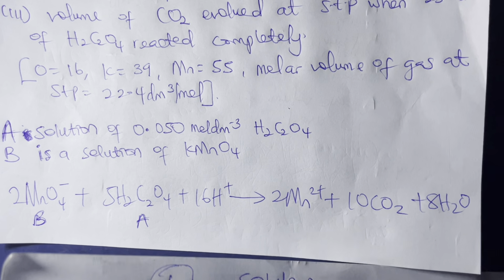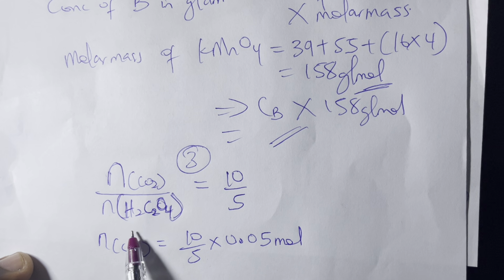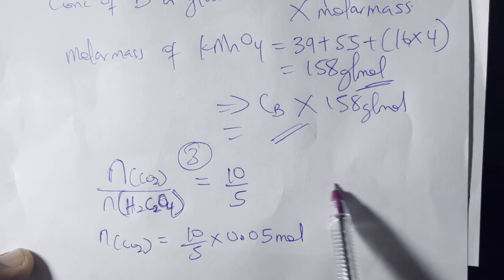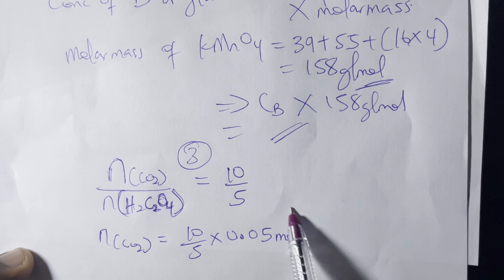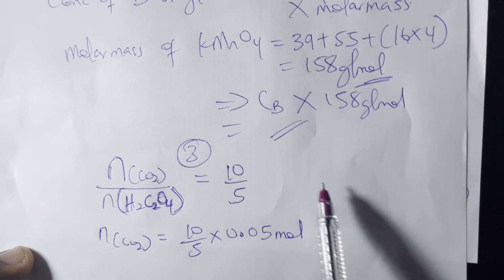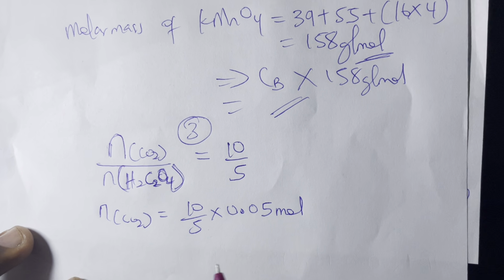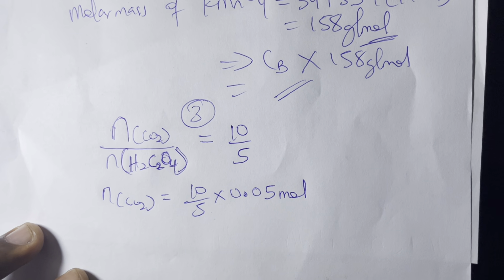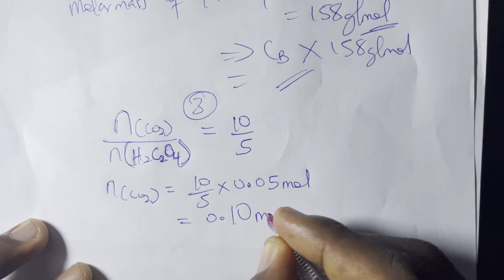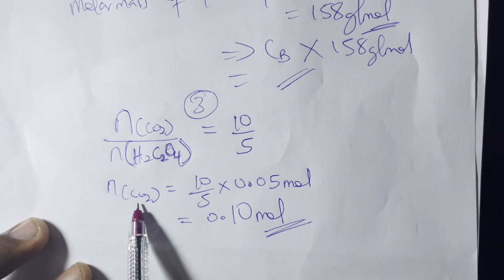I should have done this by saying if 10 mole liberates 5, then 0.05 will liberate X. You understand? So I'll cross multiply. But instead of doing that, let me just go straight like this. If you do this, you should have 0.10 mole for the CO2. Do you get?